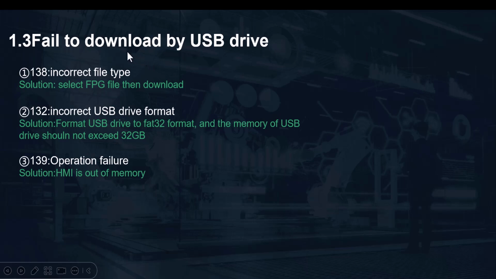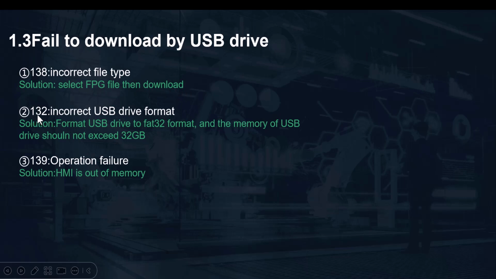The third part is when it fails to download by USB drive. You can pack the project as an FPG file, then upload the FPG file to the HMI hardware. There are some error codes when you upload the FPG file from the USB drive. First one is 138. It shows incorrect file type because you didn't select the FPG file to upload. The solution is to select the FPG file, then upload to the HMI.